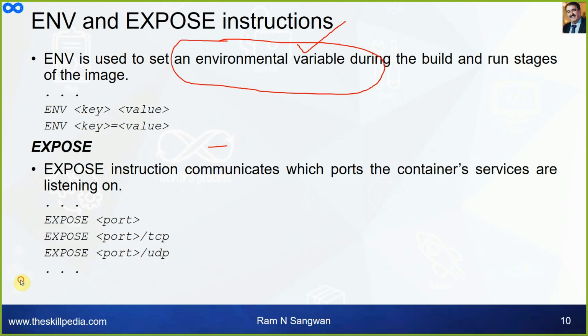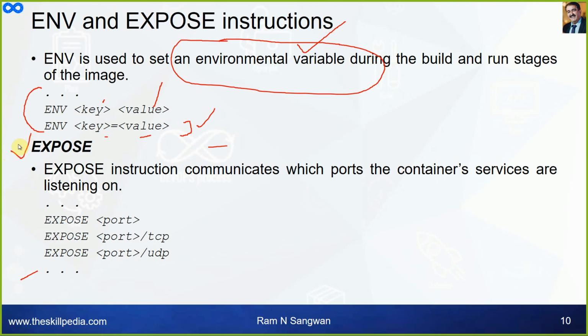So as an example, environment, and there are two formats here, two syntaxes. Both syntaxes are valid. One is without JSON format and the second is with JSON format. So key space value, that is also valid. Key equal to value, that's also valid.